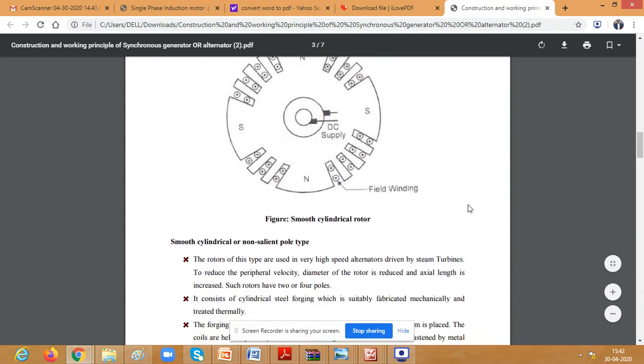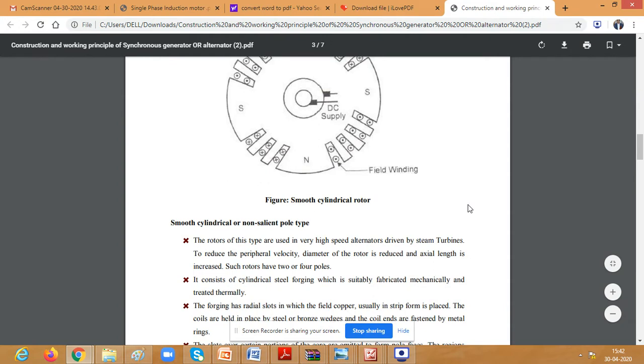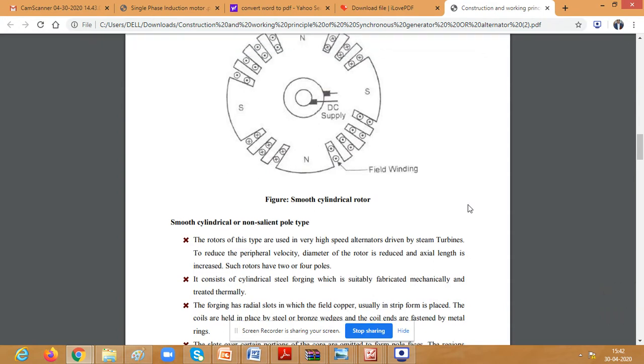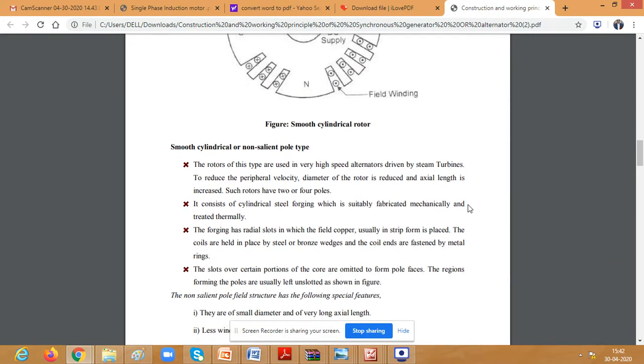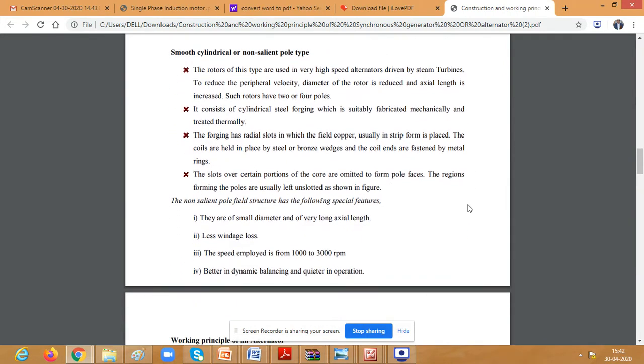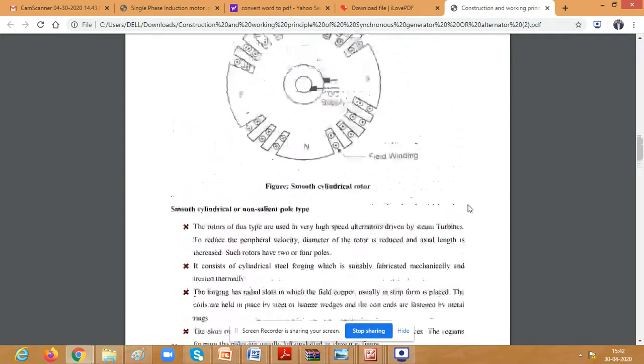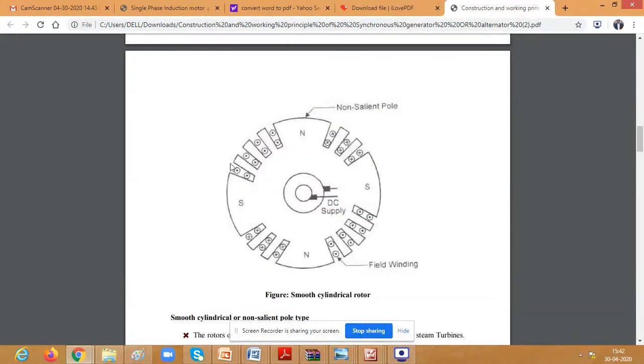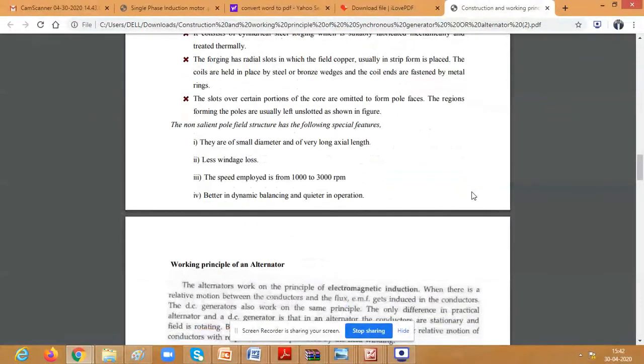This type of rotor is used for high speed alternators driven by steam turbines. These consist of a cylindrical steel forging which is suitably fabricated mechanically and treated thermally. Slots are cut in certain portions of the core, and the pole faces are omitted. The regions forming the poles are usually left unslotted, as shown in the figure. Here we are showing the slots and the placing of the wires there.